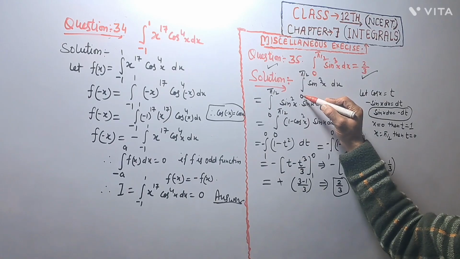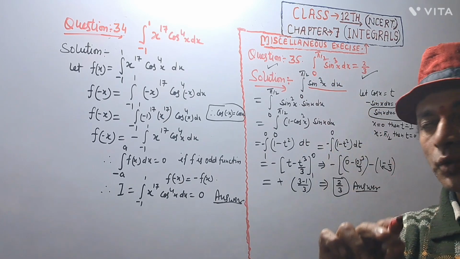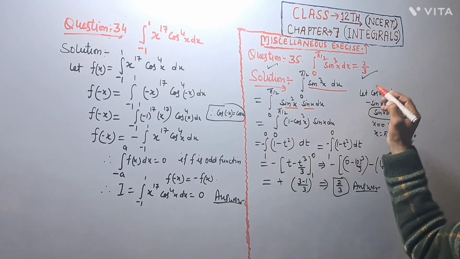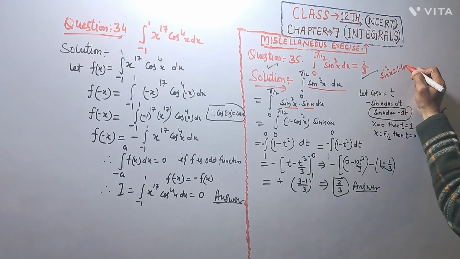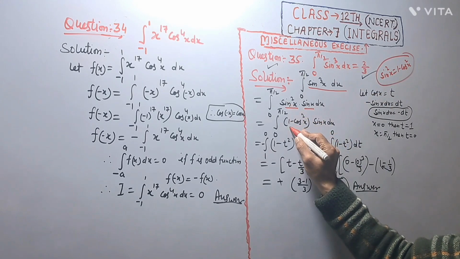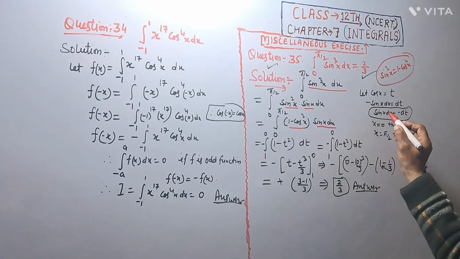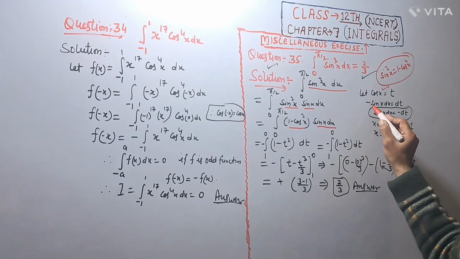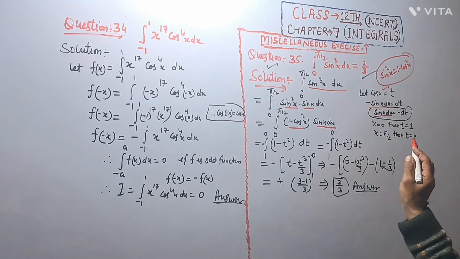Given question is the integral from 0 to pi by 2 of sine cube x dx, and we can write sine cube x as sine square x into sine x, and sine square x is equal to 1 minus cos square x. It is a formula, and we put sine square x is equal to 1 minus cos square x into sine x dx. Let us assume cos x is equal to t, but derivative of cos x is minus sin x dx is equal to dt, and sin x dx is equal to minus dt.